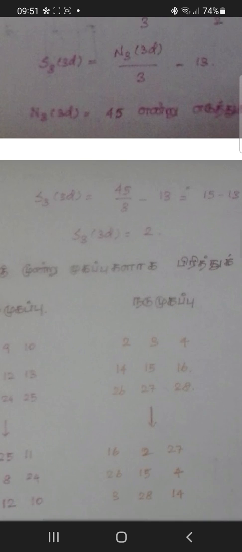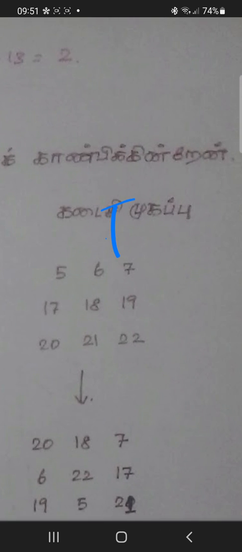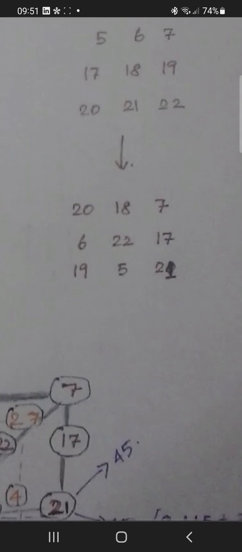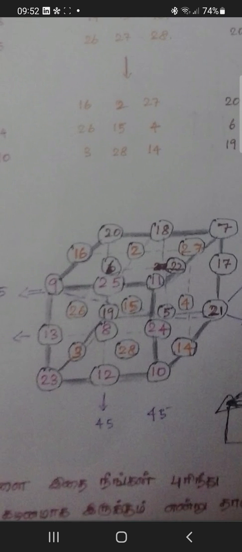And then I'm rearranging these numbers. For that, I take each face. This is face 1, this is face 2, and this is face 3. I'm rearranging each face and then putting the blocks of each face in one by one. So this is face 1, this is face 2, and this is face 3.